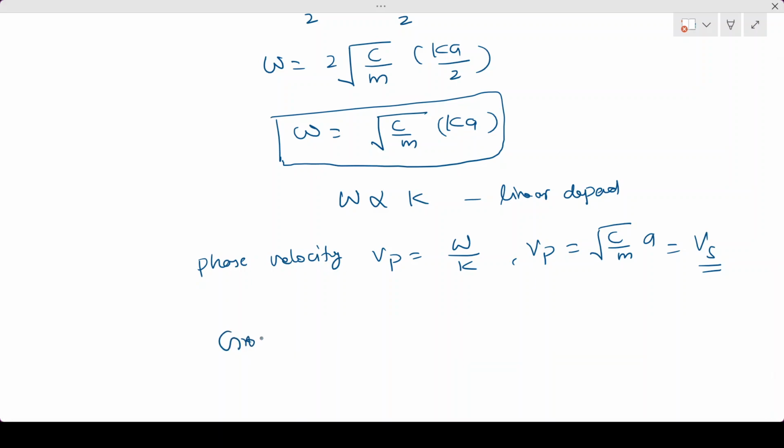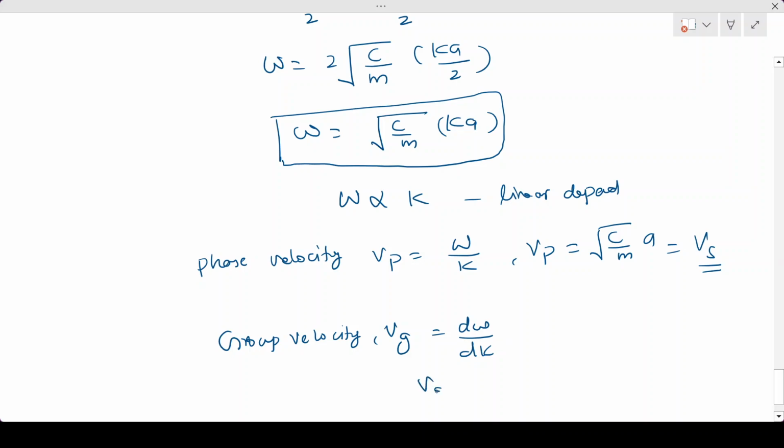And now if you consider group velocity, because phase velocity means the velocity of a single wave, in the group velocity case you have to take d omega by dk.